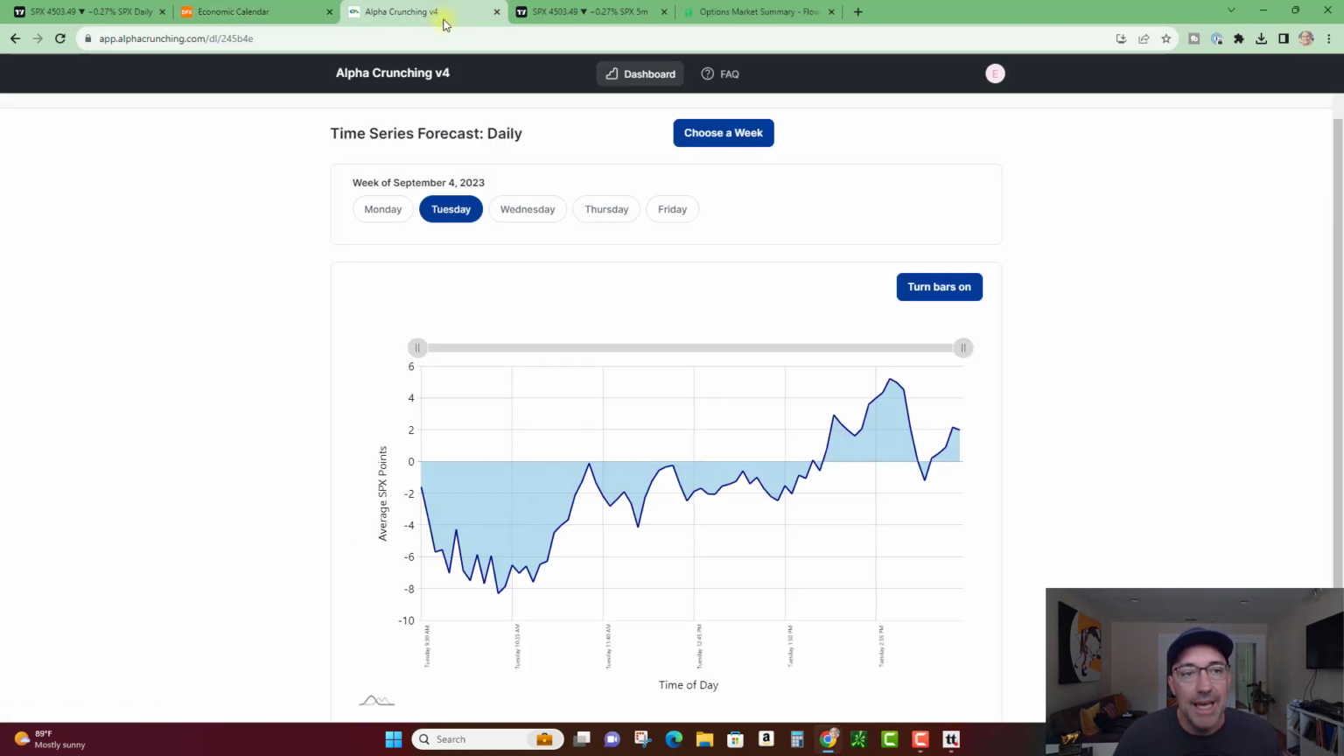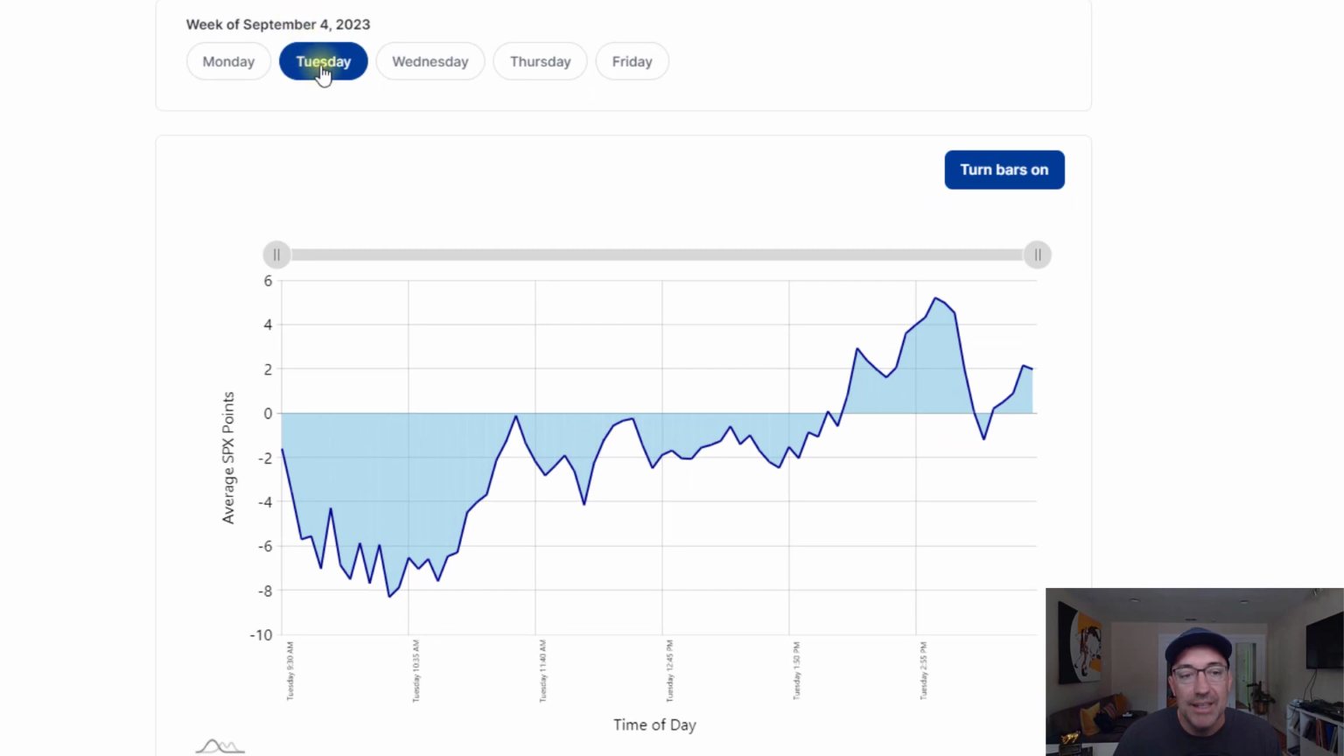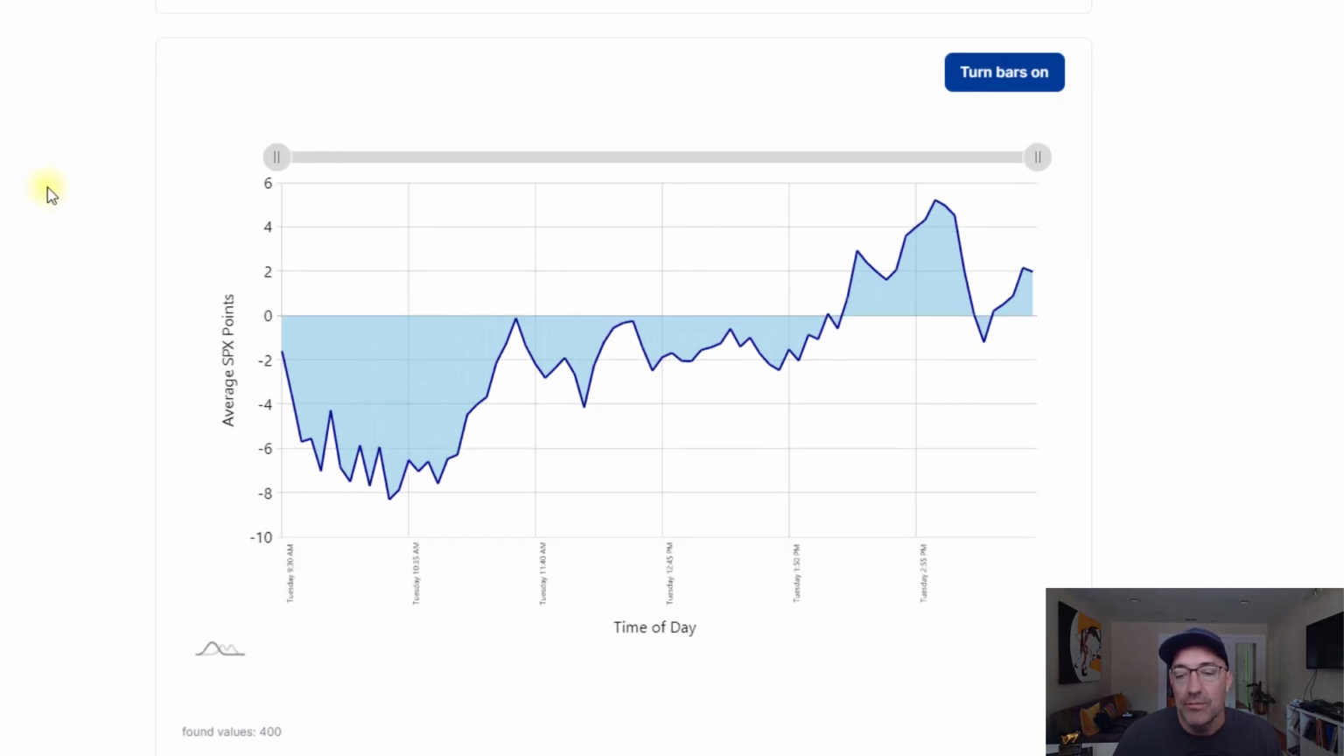The second thing we're going to look at is the Alpha Crunching forecast. This is a daily forecast. Today is Tuesday, September 5th, and the forecast looked like this. One of the things I like to look at for the forecast is the number of SPX points, and we're not really seeing a strong move in either direction.